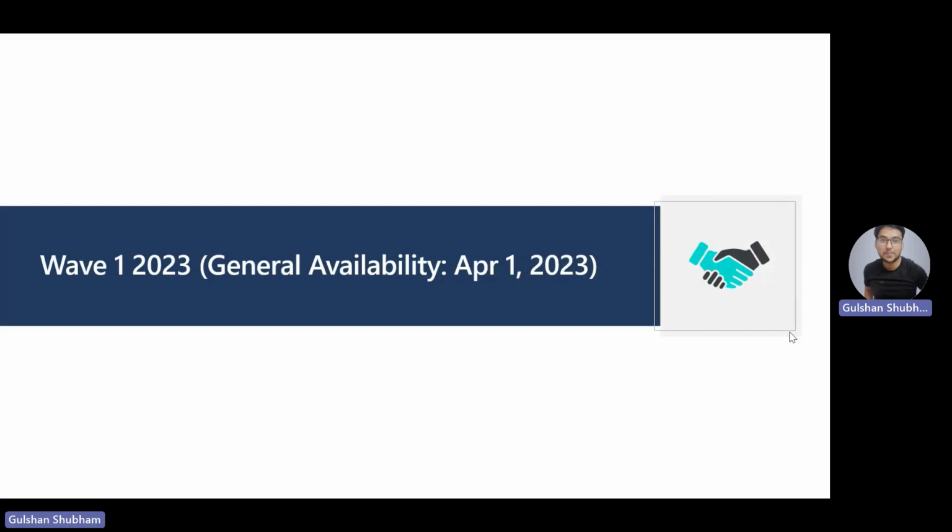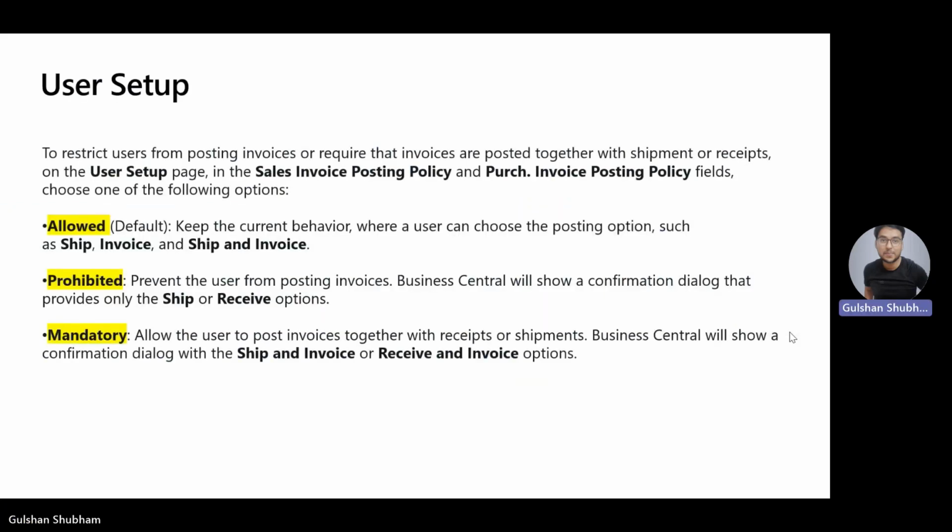For example, I recently created a permission set which allows the user to post the invoice from purchase order or from sales order. But now with this feature, we don't need to create a permission set because we have this feature by default. Let's deep dive into what this feature does. Basically, on the user setup, we have got two new fields, Sales Invoice Posting Policy and Purchase Invoice Posting Policy. Under these, you'll get three options as a dropdown: allowed, prohibited, and mandatory.